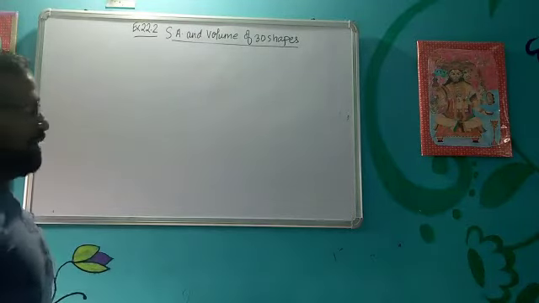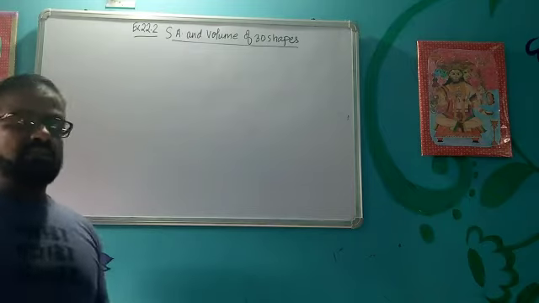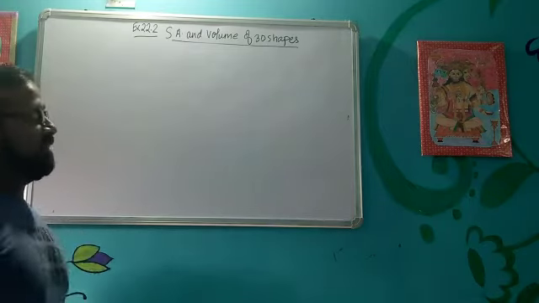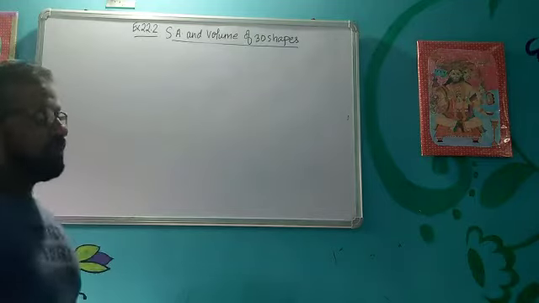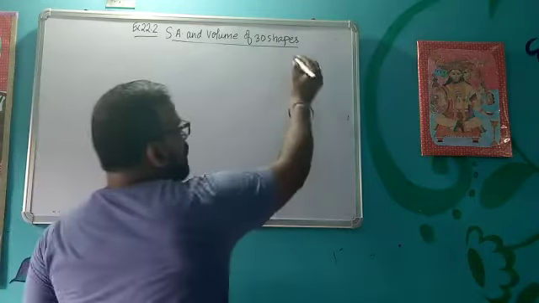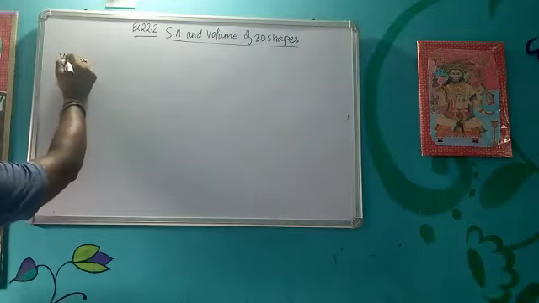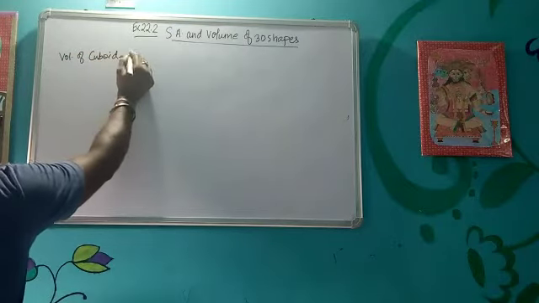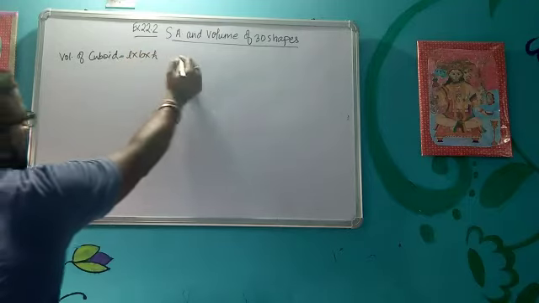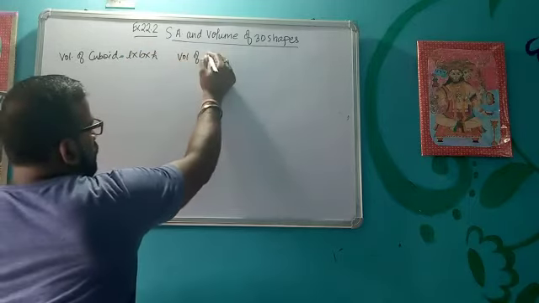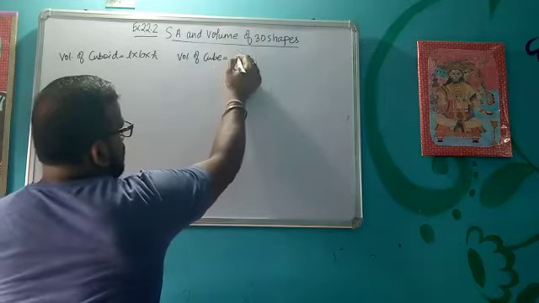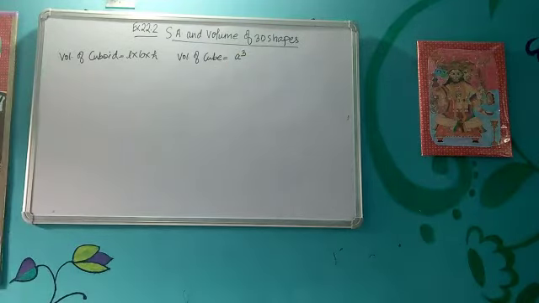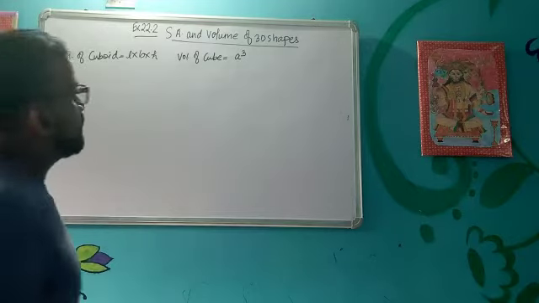Okay, good morning students. So we have covered exercise 22.1. Now we will start with the next exercise 22.2. And in this, what we need to know? We need to know the volume of a cuboid, that I have already told you, L into B into H, and the volume of a cube, that is side cube. Okay, and these things we will use in this exercise.